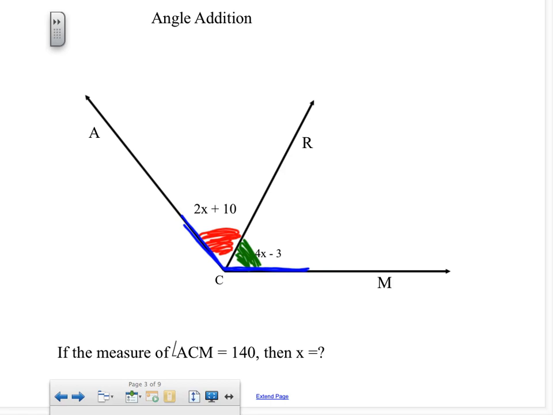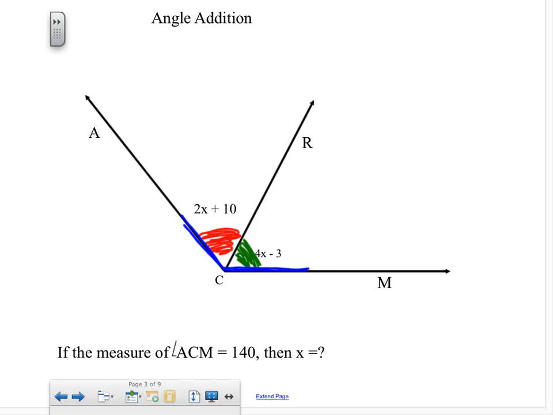So if I'm given an algebra problem like this, say 2x plus 10 and 4x minus 3 to measure those angles, and I'm told the large angle, ACM, is 140, then x equals what? Well, here's where it gets interesting. Here's where we have to start setting up and solving equations. And this is a very important part of geometry, something we'll be doing a lot of. And that is using a concept from geometry to set up and solve equations in algebra.